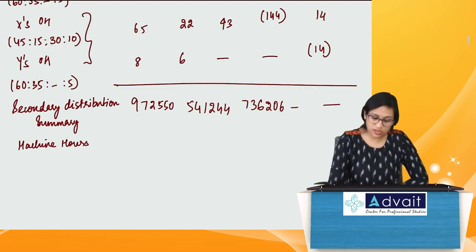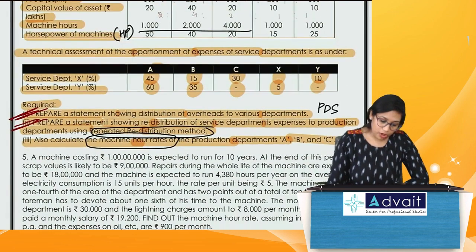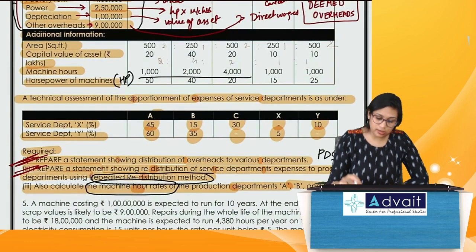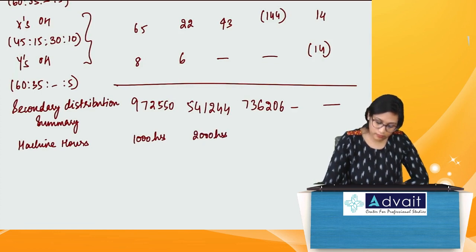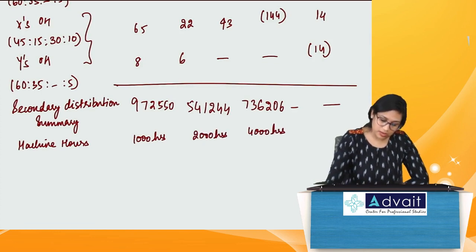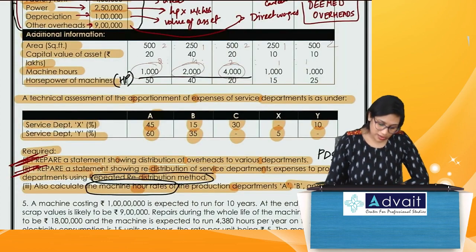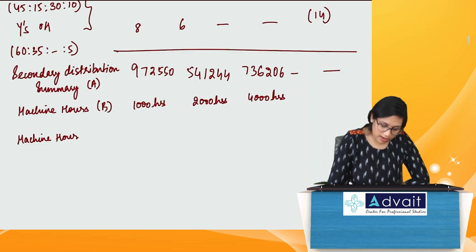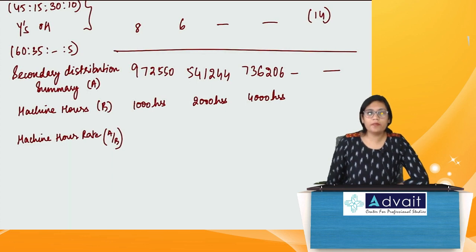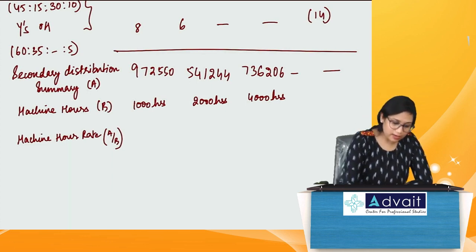Guys, what are the machine hours for the given problem? For department A, B and C, 1000, 2000, 4000. See here, 1000, 2000, 4000. So 1000 hours, 2000 hours, 4000 hours. Yes or no? So let's calculate. Let this be A, let this be B. So machine hour rate will be A divided by B. So let's calculate per hour rate.